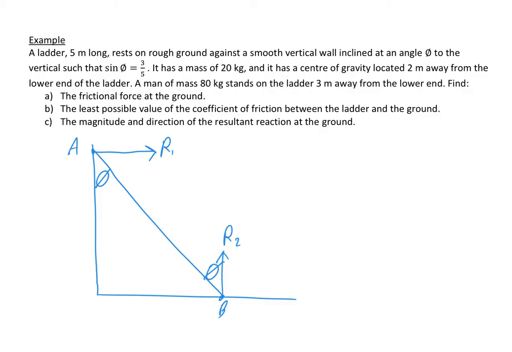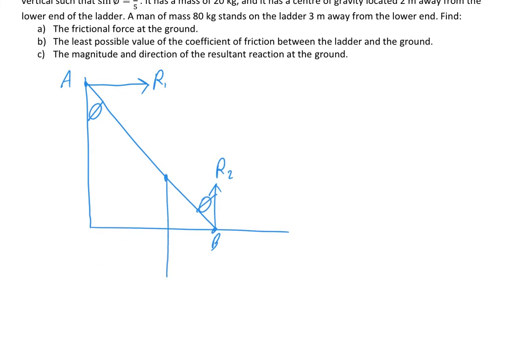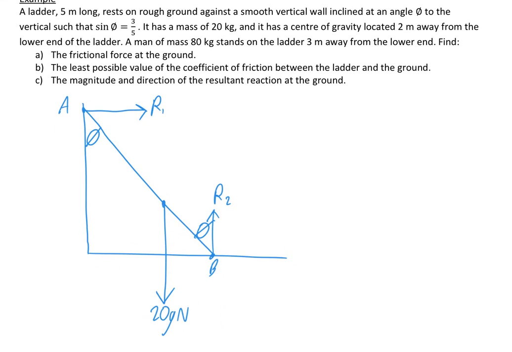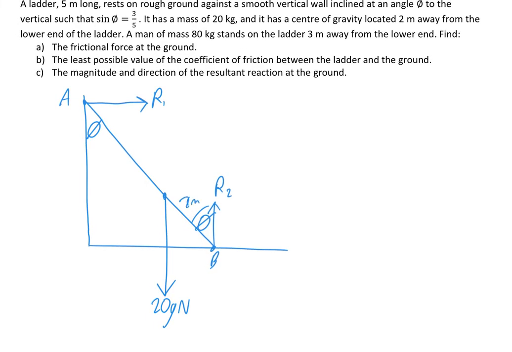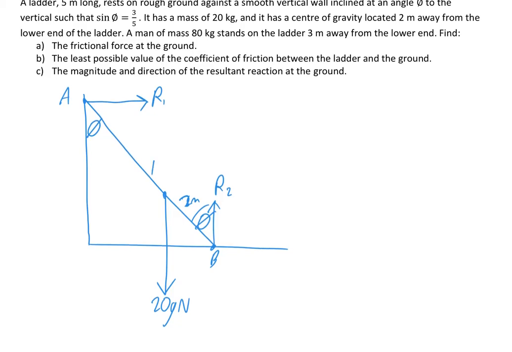And then, what else are we going to have? We've got the center of gravity is located 2 meters away from the lower end. So 2 meters away, we're going to have to draw our vertical line going down. So that's our mass of your ladder, which is 20g newtons. And we've got a man of mass 80 kilograms stands on the ladder 3 meters away. So it was 2 meters to get to here, sorry. 2 meters up to there, and then another 1 meter to get up to the next bit. And that's this man, and he was 80 kilograms, so 80g newtons is his weight.